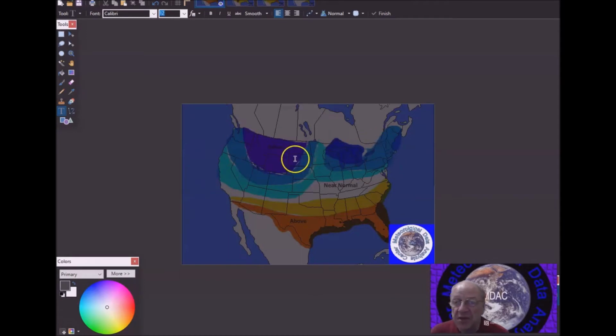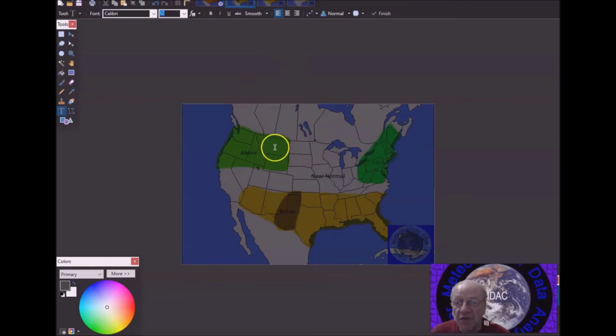For this forecast period, I'm forecasting below normal temperatures here, with anomalies about 4 to 6 degrees below normal. Above normal temperatures are forecast here, with anomalies near 6 degrees above normal. For precipitation, I'm calling for above normal precipitation here and here, probability of occurrence near 40%. Below normal precipitation is forecast for this region here, probability of occurrence near 40%, mostly centered across west and northern Texas.